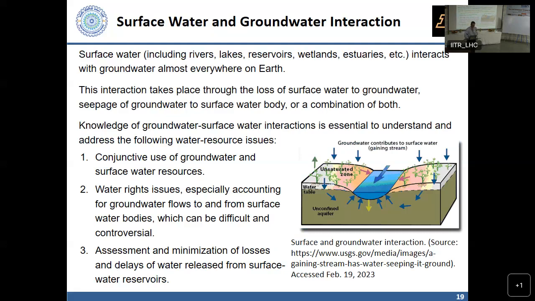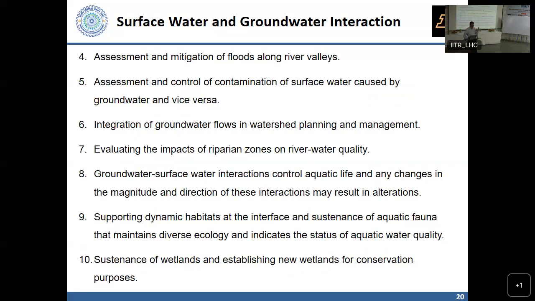Then assessment and minimization of losses and delays of water released from surface water reservoirs also becomes an important management problem. The surface and groundwater interaction has many facets to it. It's useful for assessment and mitigation of floods along river valleys. Floods can be very well attenuated if the water is allowed to go and replenish the main aquifer. The same goes for contamination. If the groundwater or surface water is contaminated, that's going to influence both flows.